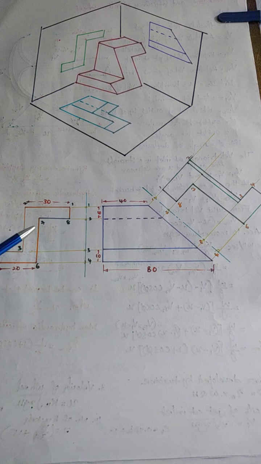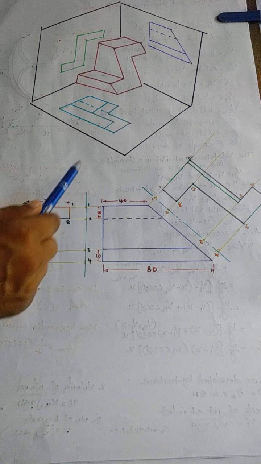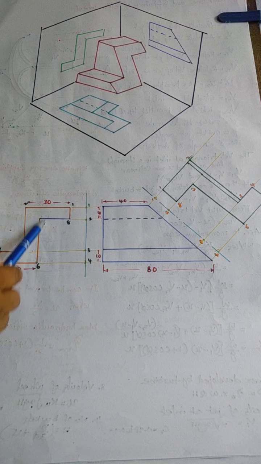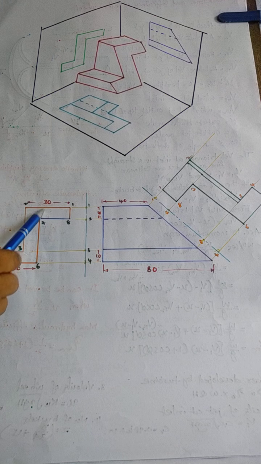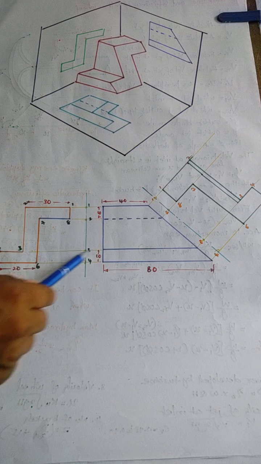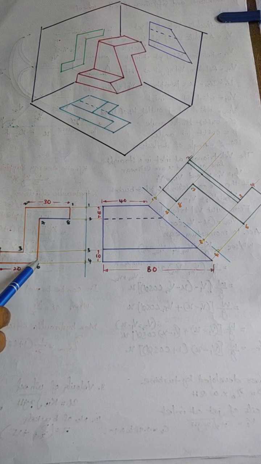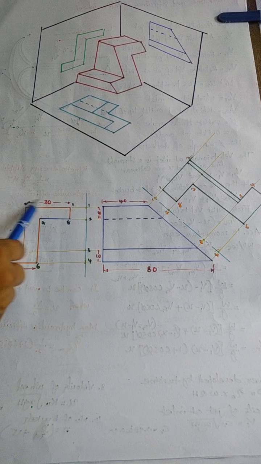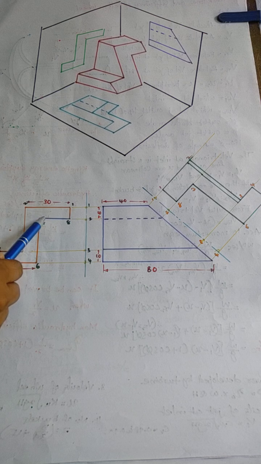Next, coming to the side view diagram. This length is given as 20 mm, and the total vertical height is 40. Out of 40, this is the 10 mm length. From these reference lines you can draw easily from here to here. You have to take the vertical line, and this line's length is not given, but the total length of the top surface is given as 30. Out of that, you consider this is the 10 mm, that means it is 20 mm.